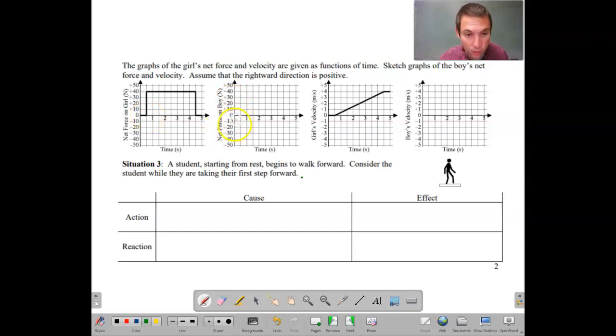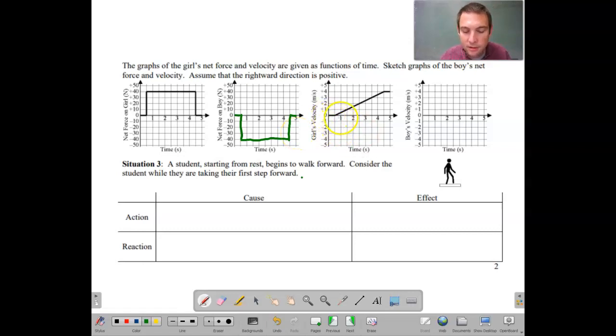So the net force on the boy goes here, right? And then equal magnitude, opposite direction. Equal magnitude, so the magnitude would be 40, and it goes all the way to the 4.5 seconds. And then up here, we finish off here. Equal in magnitude and opposite in direction. That's what it looks like on a graph.